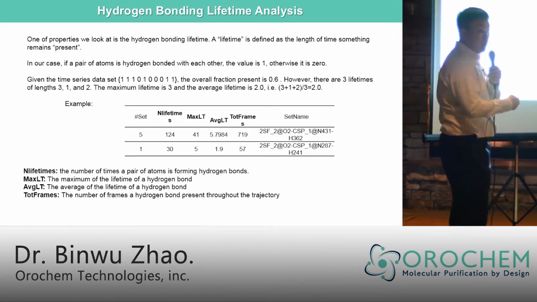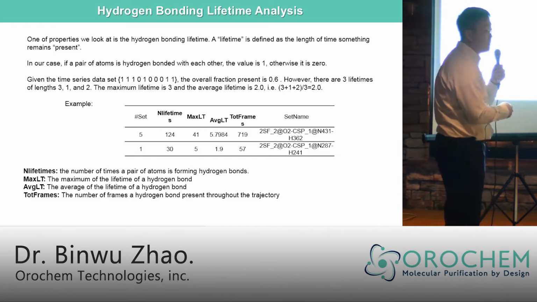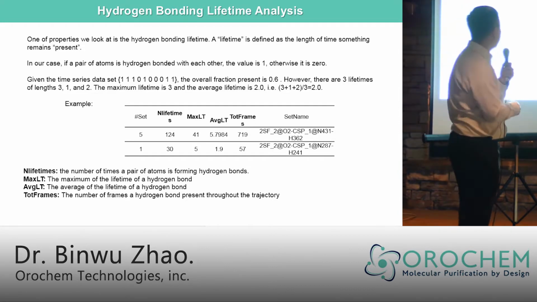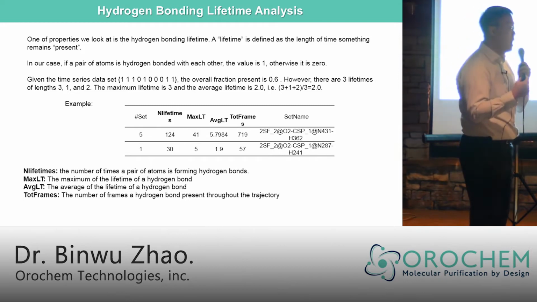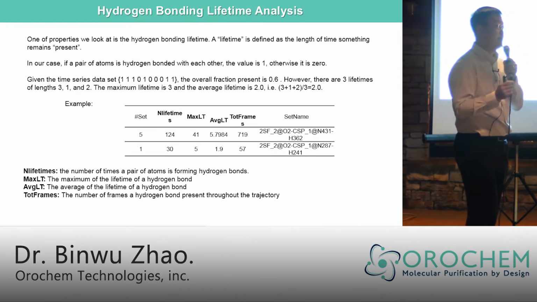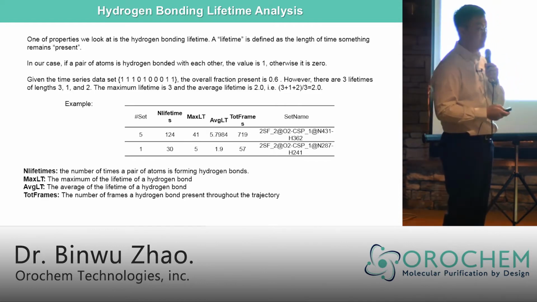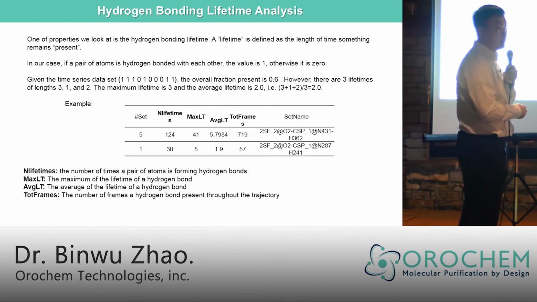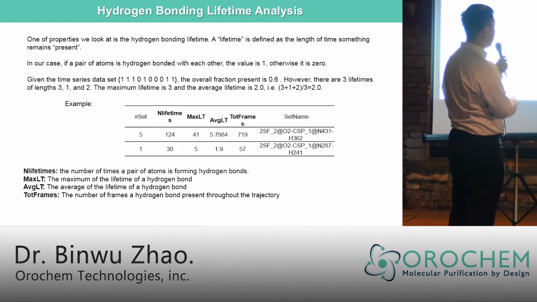So one of the properties that we look at, as I just said, is the hydrogen bonding lifetime. A lifetime is defined as the length of time something remains present. So in our case, if a pair of atoms is forming a hydrogen bond, we count it as 1, otherwise it is 0. So throughout the entire trajectory of the simulation, you will get a time series of, for example, if it is a 10 frames trajectory, a pair of atoms that is either forming hydrogen bonds as 1 or 0.